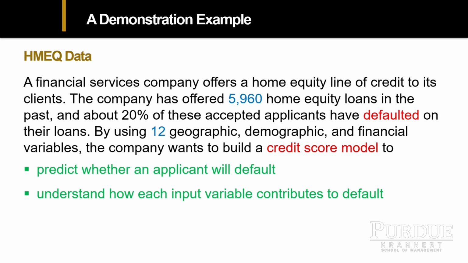The goal of this project is to use 12 variables, including geographic, demographic, and financial variables, to build a credit score model to predict whether an application will default, and also understand how each input variable contributes to default. So we have two goals here: predict the default and understand the contribution of each input variable.